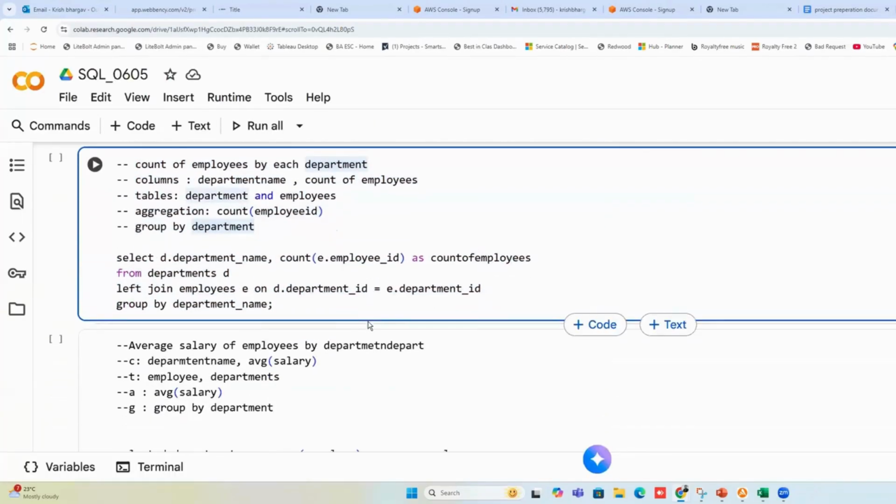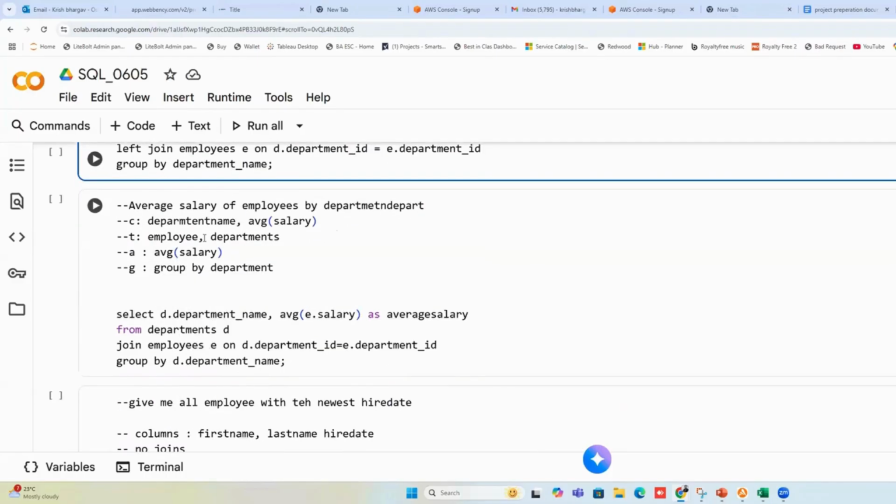So you just have to understand the question that he's asking. If he says, give me only the count of employees where there are employees in the department, and if there are no employees in the department, I don't want to see that, then what will you do? Will you do an inner join or a left join? Inner join. Correct. Got it? Awesome.